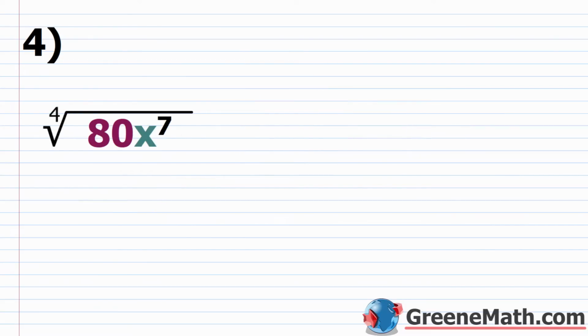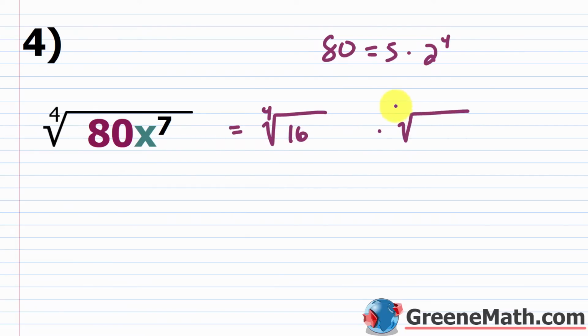Okay, let's look at problem number 4. So we have the 4th root of 80x to the 7th power. So again, let me start out with 80 and think about what this would be. I know off the top of my head, this is 5 times 16, and 16 is 2 to the 4th power. So I can say that I have the 4th root of 16, and then times the 4th root of what would be left over, that 5.